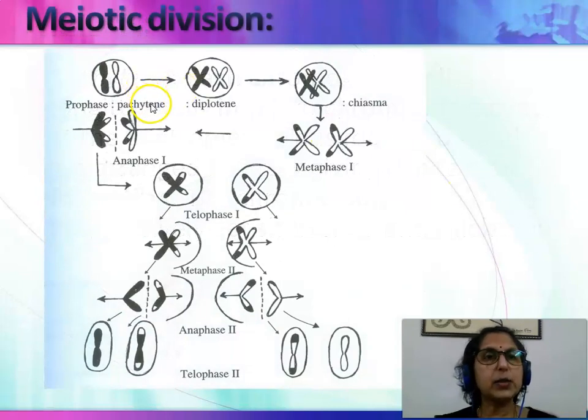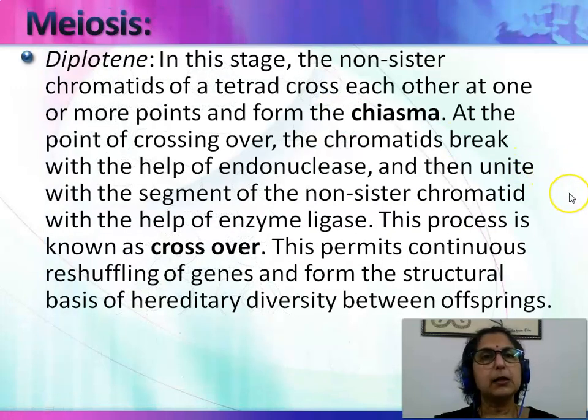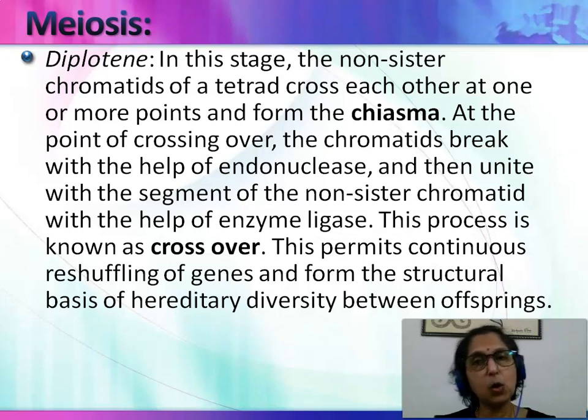What we see here in this picture is the Pachytene stage. Next, we come on to the Diplotene stage. In this stage, the non-sister chromatids of a tetrad cross each other at one or more points and form the chiasma. At the point of crossing over, the chromatids break with the help of endonuclease and then unite with the segment of the non-sister chromatid with the help of enzyme ligase. And this process is known as the crossover.